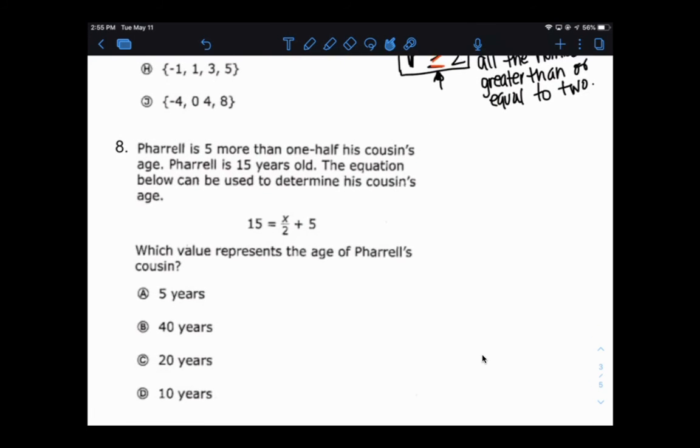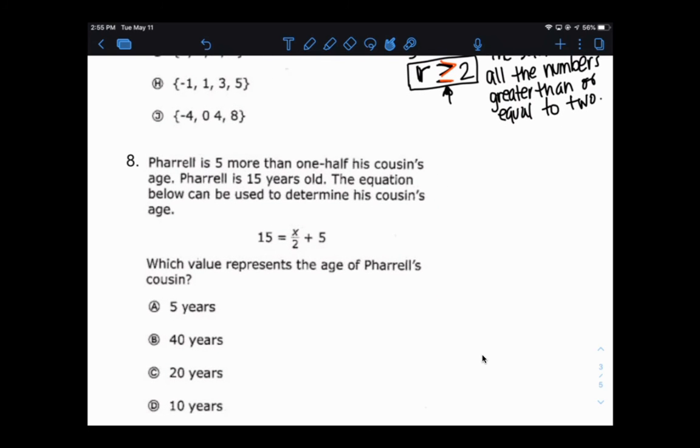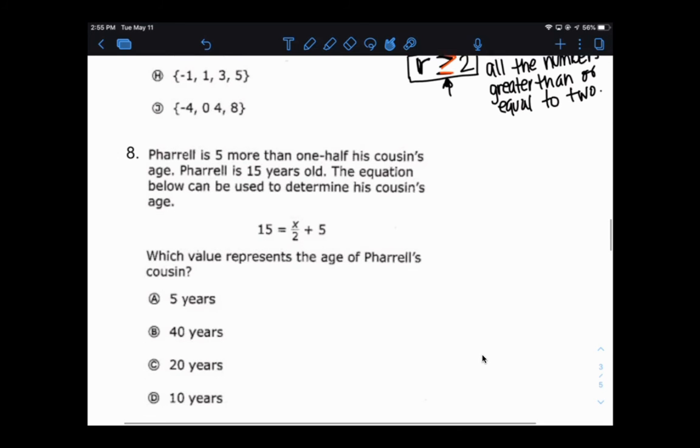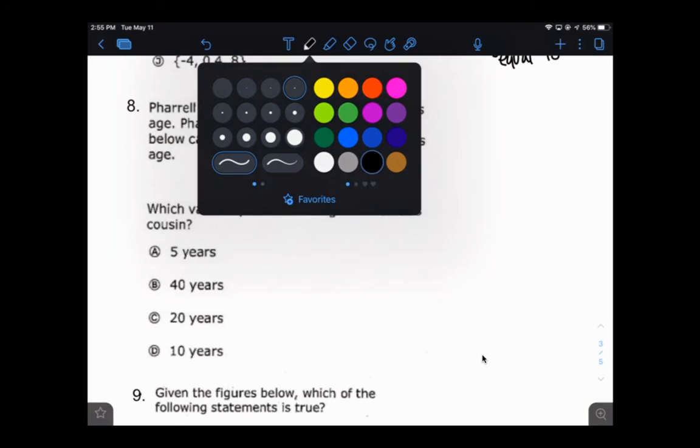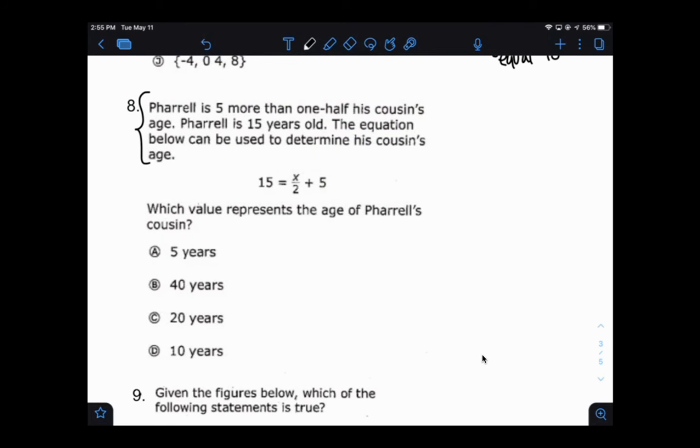It says Pharrell is 5 more than 1/2 his cousin's age. Pharrell is 15 years old. The equation below can be used to determine his cousin's age. So even though we have a great explanation here, we don't need to worry about that much. They already gave us the equation.